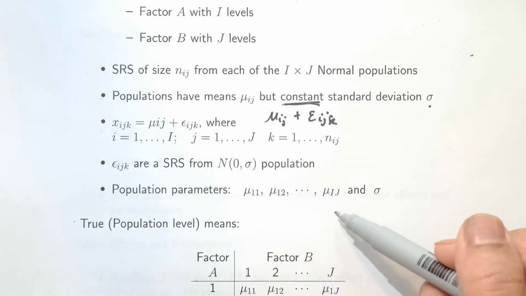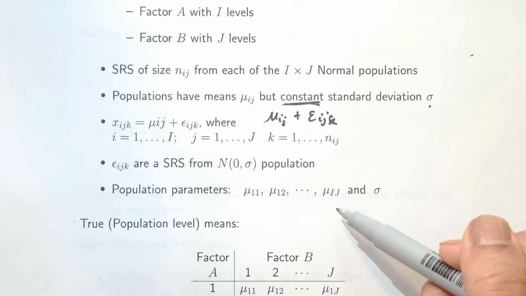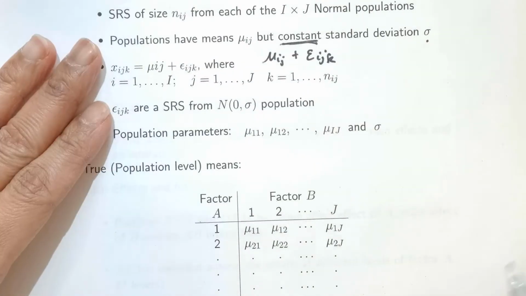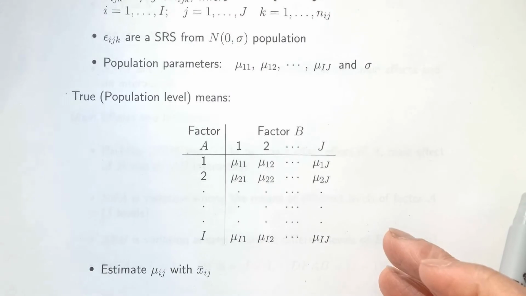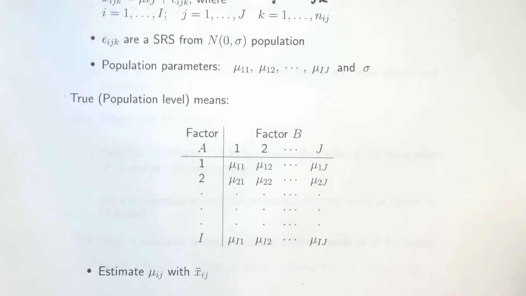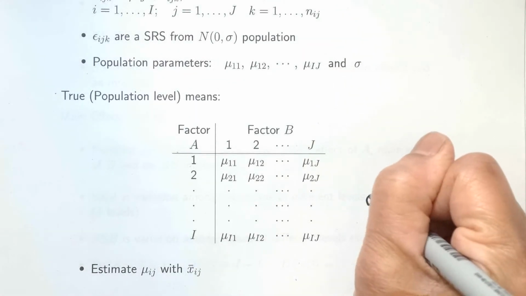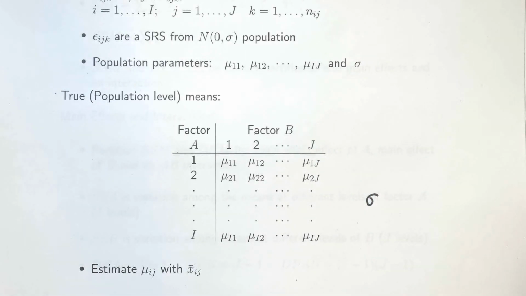The population parameters, now we have capital I times capital J of them, because there are capital I times capital J normal populations that we are interested in or assuming. And then this is how they would fall in our table, and they all have this constant sigma associated with them as well. Okay, so we understand what our populations look like.